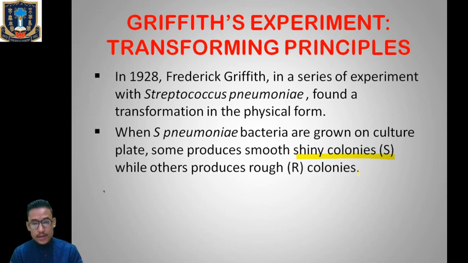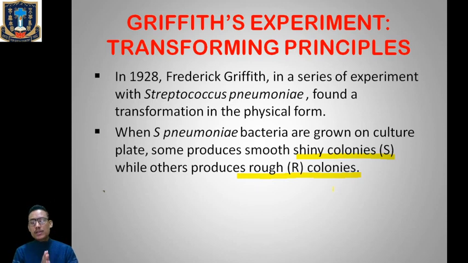On the other hand, the other strain of Streptococcus pneumoniae doesn't have a polysaccharide capsule. Due to the absence of the polysaccharide capsule, they were easily destroyed by the action of WBC in the body of the host. That's why they are called the avirulent strain, and they used to appear rough in colony, and that's why they were called R colony, or rough colony.